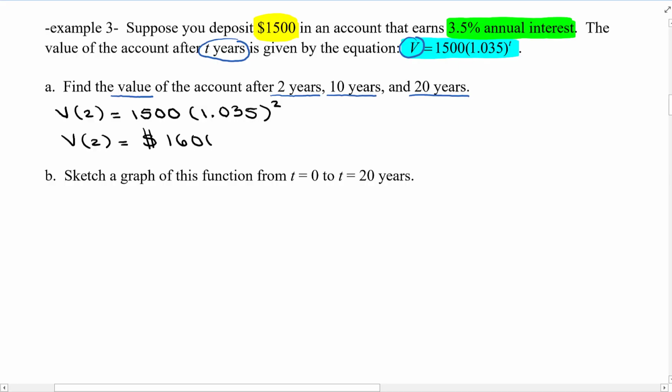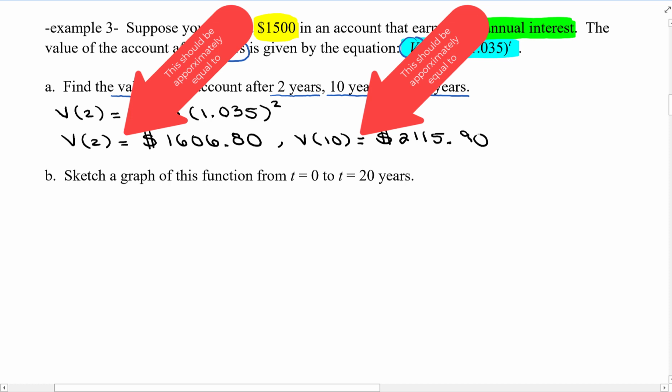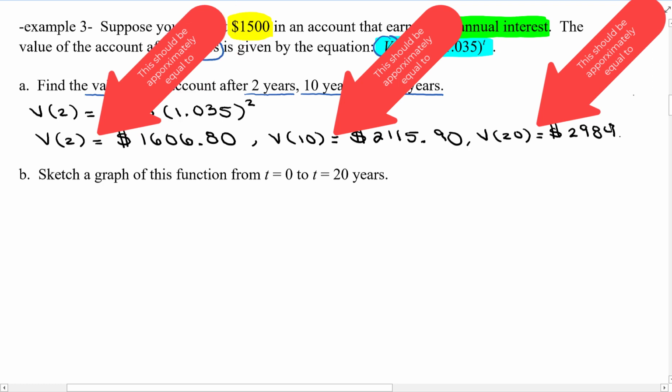V of 2 is equal to, I'm going to round this to 2 decimal places, $1,606.80. V of 10 is going to be equal to $2,115.90, and V of 20 is going to be equal to $2,984.70. These are actually all more like approximations because I am rounding to 2 decimal places.